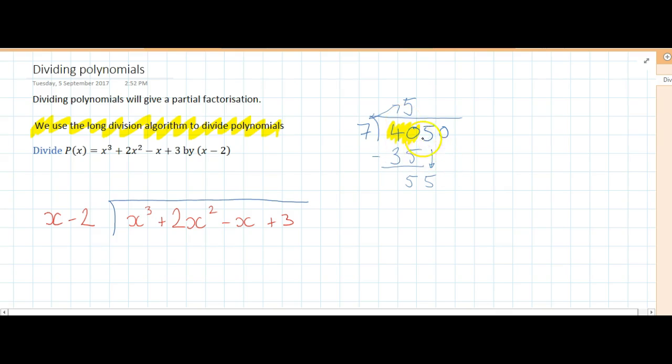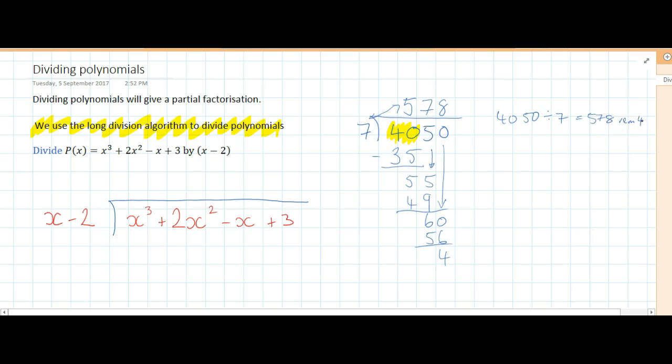Again, I'm looking at 55 divided by 7. I know that 7 times 7 is 49, and then I do my subtraction, so 55 minus 49 is 6. Lastly, I bring down my 0, so 60. My last value is going to be 60 divided by 7. 7 times 8 is 56, so I take away and get 4. In this case, I have 4070 divided by 7 is equal to 578 remainder 4.